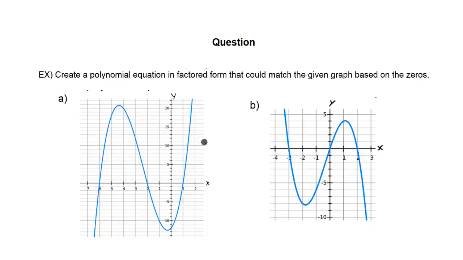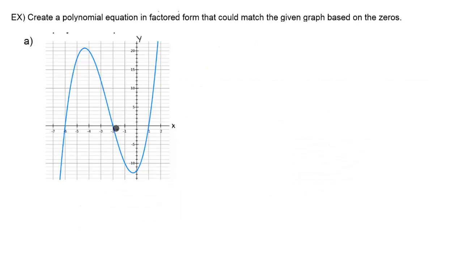In this question, we need to create a couple polynomial equations in factored form that match up with each of these graphs. Now the key features that we have to find in a graph are the zeros, and the zeros happen where the graph crosses the x-axis here. So there's a 0, and then there's a 0 right there. So we have x equals 1, this one is x equals -2, and then this one is x equals -6.